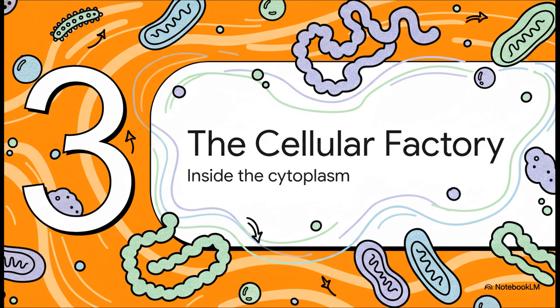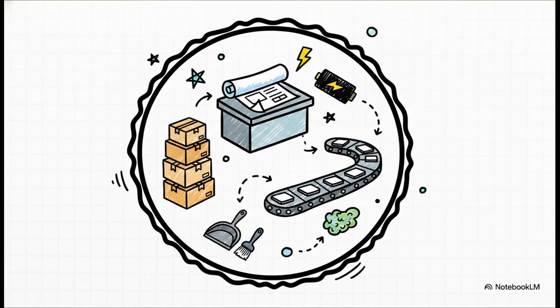Section 3. Inside the cellular factory. All right, let's step past the security gates and onto the factory floor, the cytoplasm. This is a remarkably coordinated system where every single part has a highly specific job. The nucleus, that's the CEO, holding all the coded genetic blueprints.